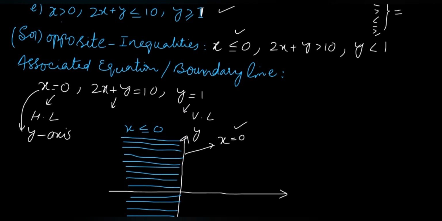there is no equal sign, so your y-axis will be a dotted line here, like this. This will be a dotted line. This will be a dotted line here.